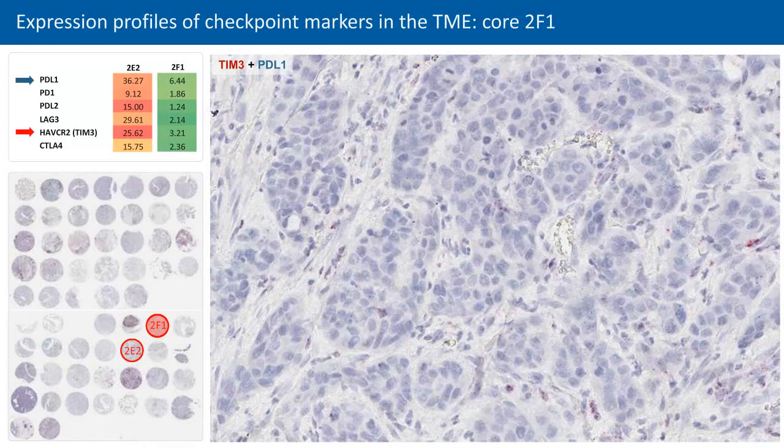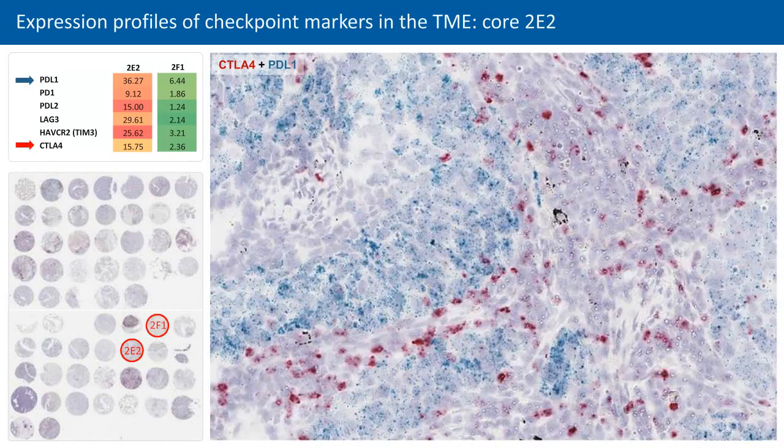When we move on to the cold core 2F1 for these targets, we see that, similar to previous checkpoint marker expression patterns, expression for TIM3 mRNA in this low inflamed core is minimal, with some TIM3 positive cells shown in this higher magnification inset.